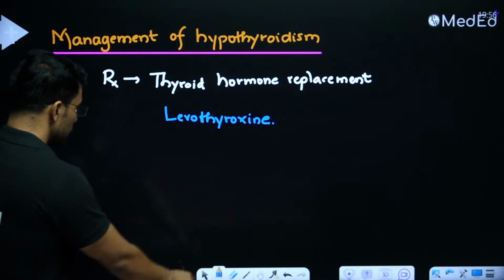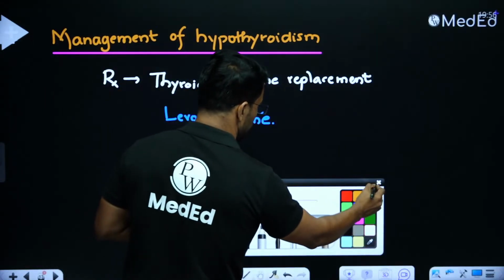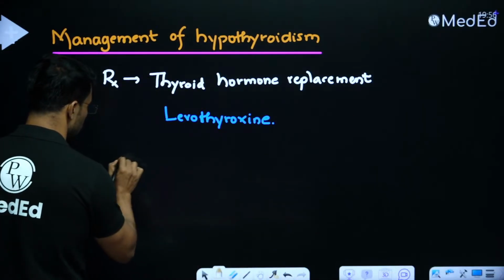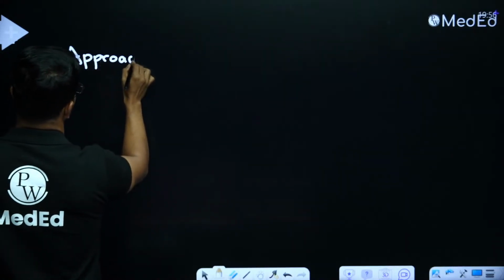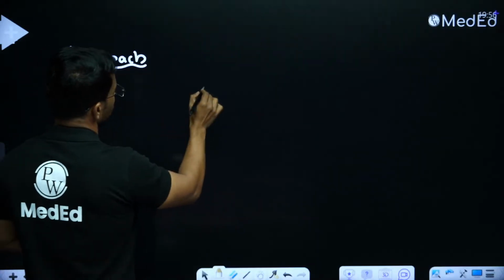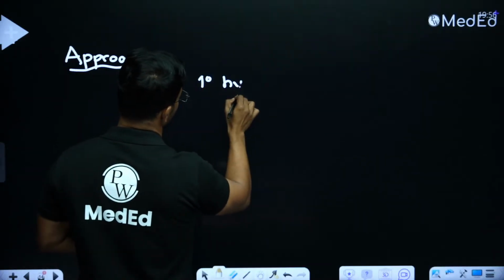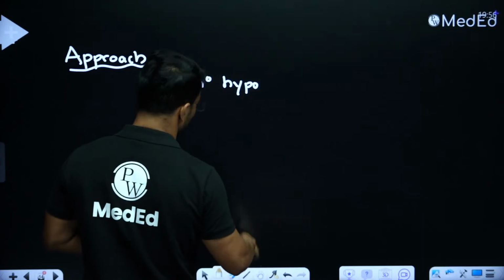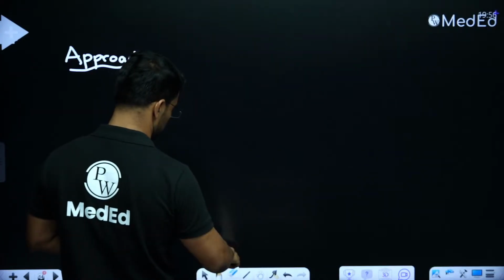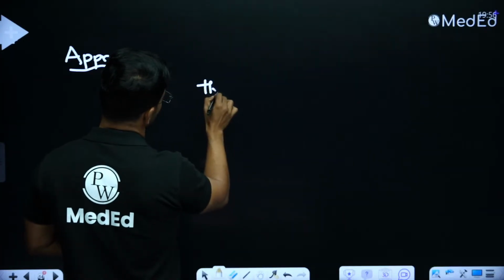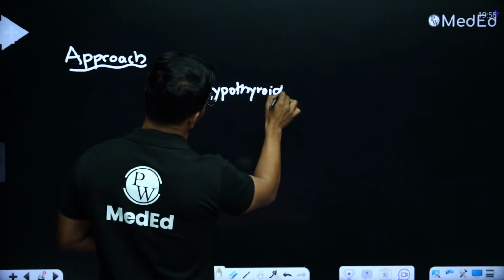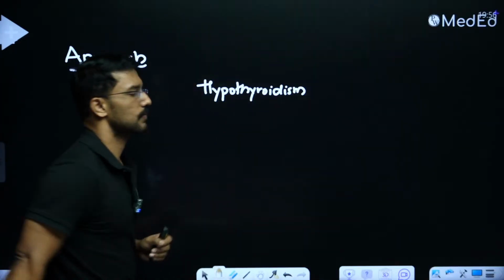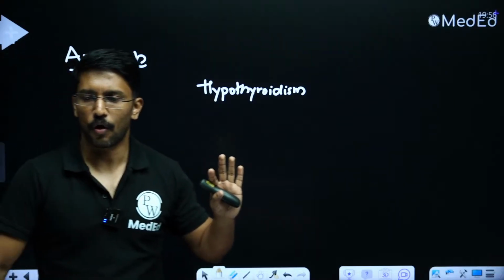Now, how much dose and for whom to start? So for that, let us write down an approach. Whenever we have hypothyroidism, so let us say I am dealing with primary hypothyroidism, or for that matter, any hypothyroidism. So once it is diagnosed as hypothyroidism, should I start giving the hormonal treatment for all the patients? Should I give thyroid hormone replacement for all the patients?